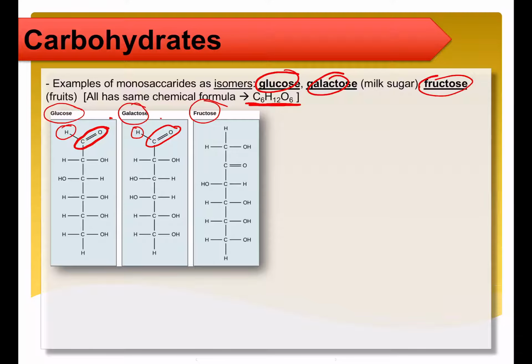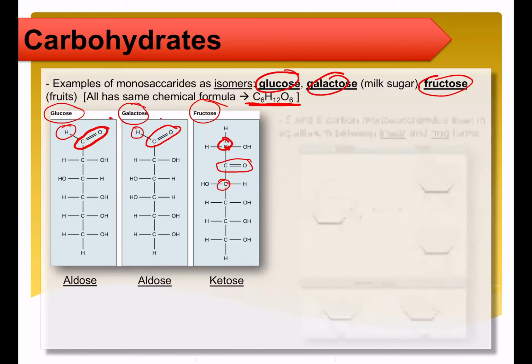Fructose, however, here is the carbonyl group and is attached to one carbon, two carbon. Okay, so it's attached to carbons on both sides of the carbonyl group. So it is a ketose. Okay, and hence that's why you have glucose and galactose as aldoses and then fructose as a ketose.